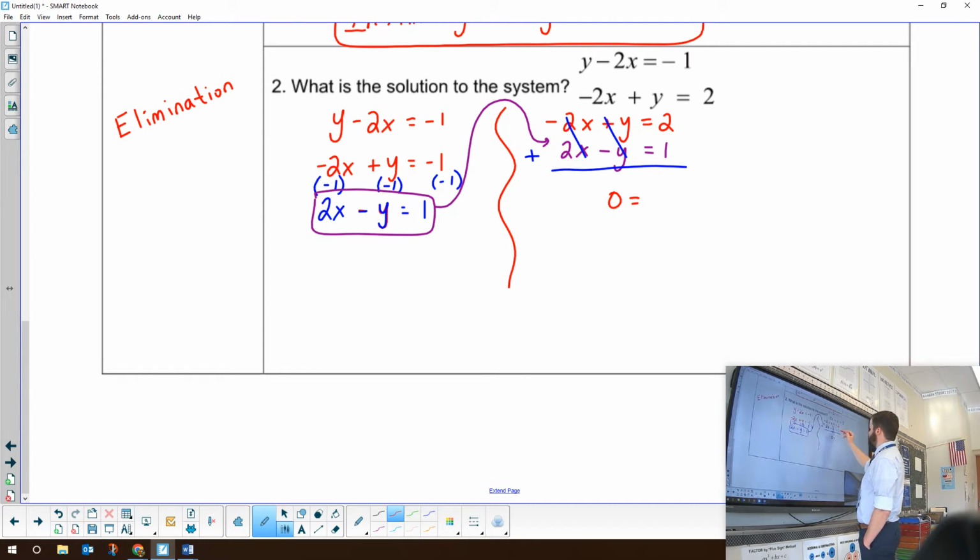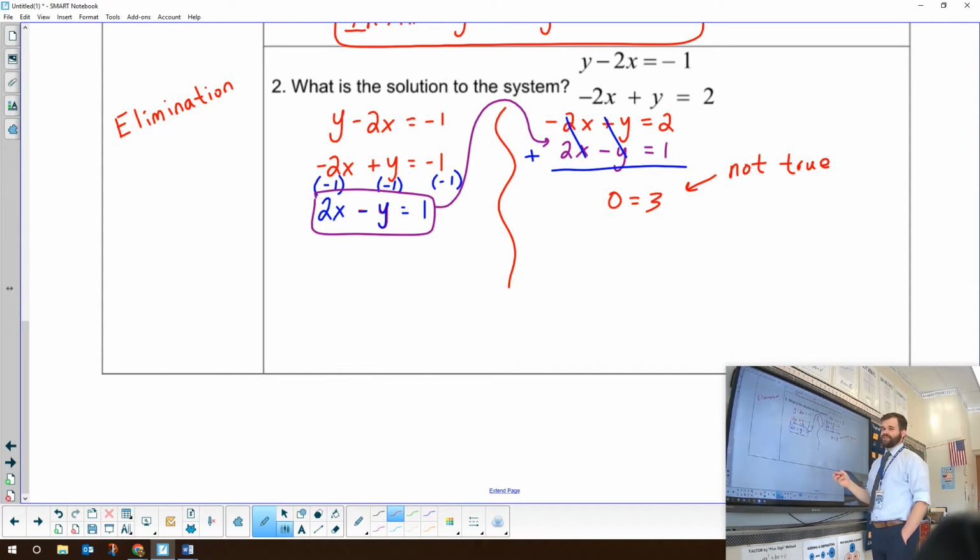What about the right side? 2 plus 1 is 3. Oh my gosh, all of my variables canceled out. So remember, if all of your variables cancel out, that is a very good sign that it's going to be no solution or infinitely many solutions. But look at this. Does 0 actually equal 3? No, that is not true.